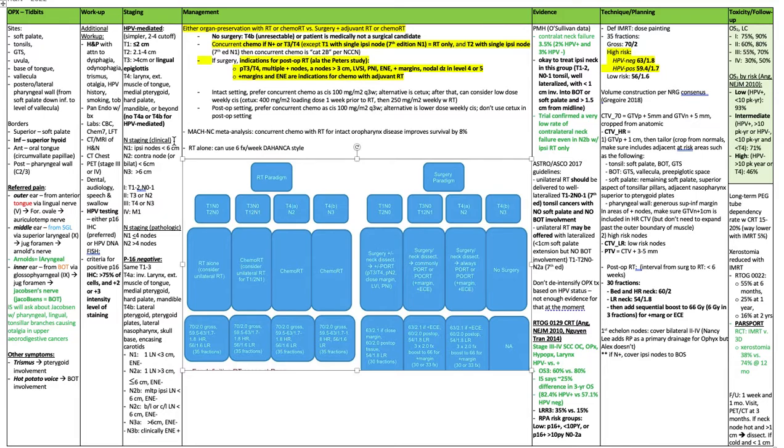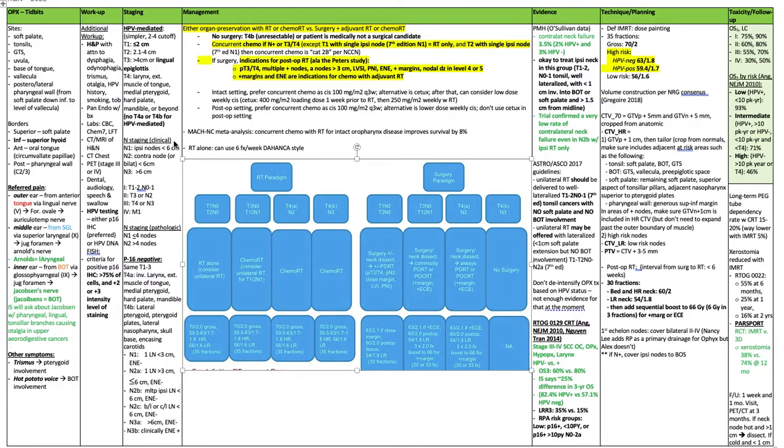Pathologic nodal staging for HPV-mediated: N1 is less than or equal to 4 nodes. N2 is greater than 4 nodes. P16 negative has the same T1 to T3, but T4A is invasion of the larynx, the extrinsic muscles of the tongue, the medial pterygoids, the hard palate, or the mandible. T4B is lateral pterygoids, pterygoid plates, the lateral nasopharynx, the skull base, and encasing the carotids.